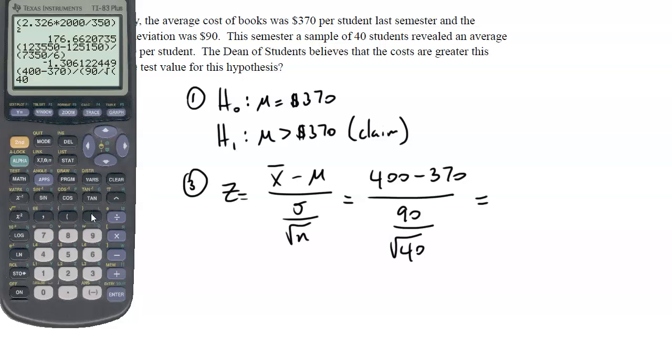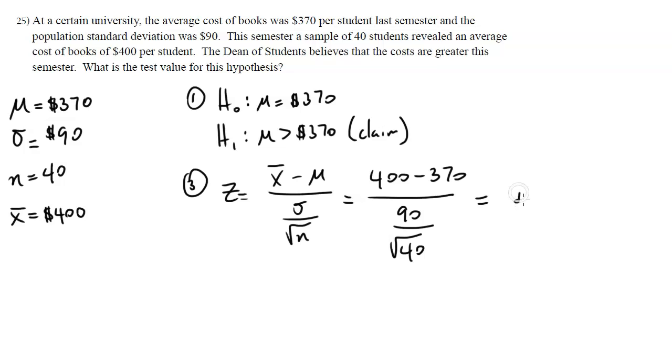I don't know what that is offhand. 6 point something. So we've got 2.11. That's our test value. And that's the answer to the question. So negative 1.31, 2.11.